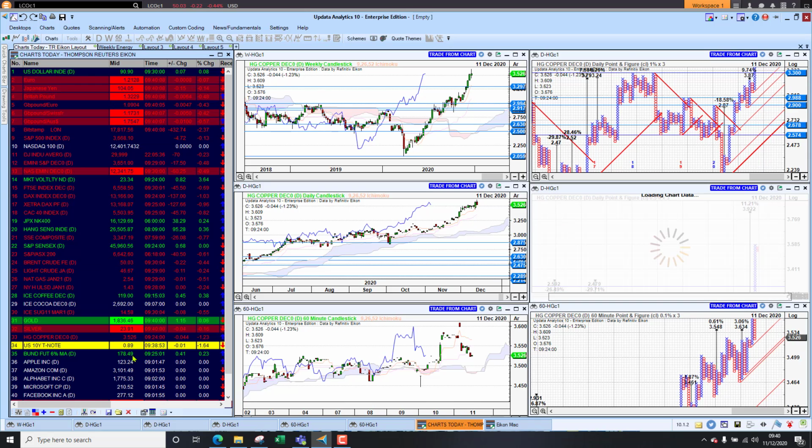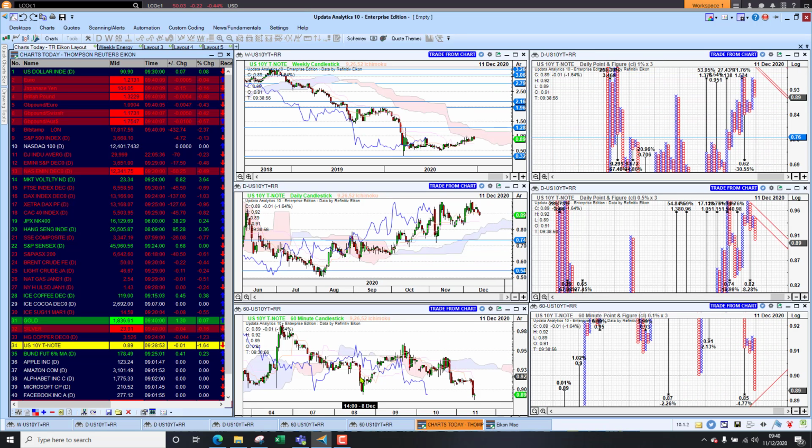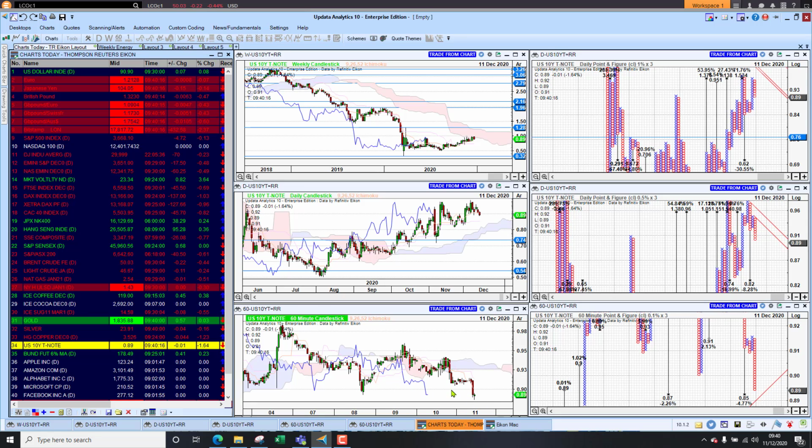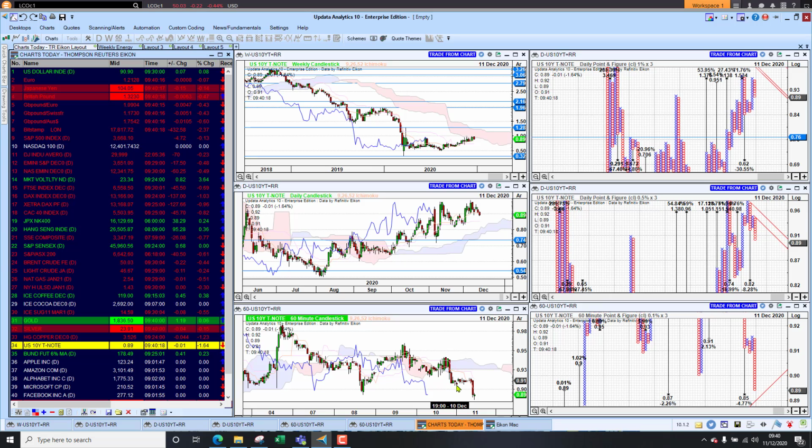US 10-year yields fell back very heavily yesterday. And down further this morning, we're below the 0.90%, so that's significant. We're seeing the yields on the 10-year just turning short-term bearish. The medium and long-term trends are starting to look still pretty bullish.